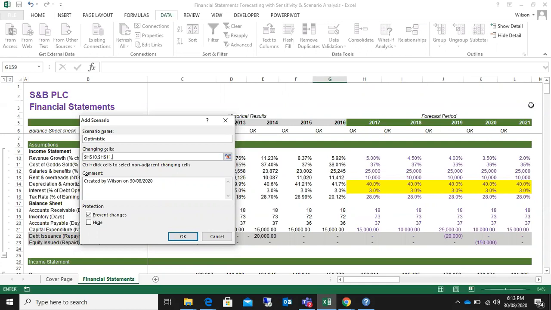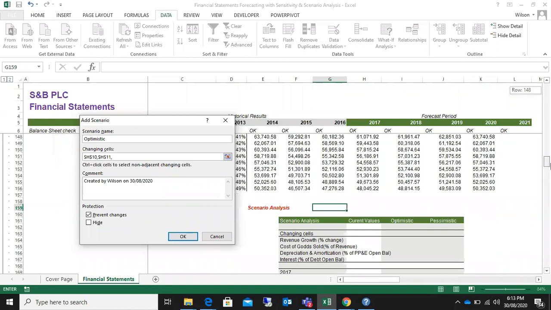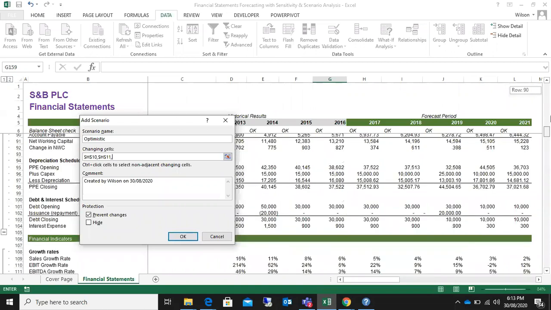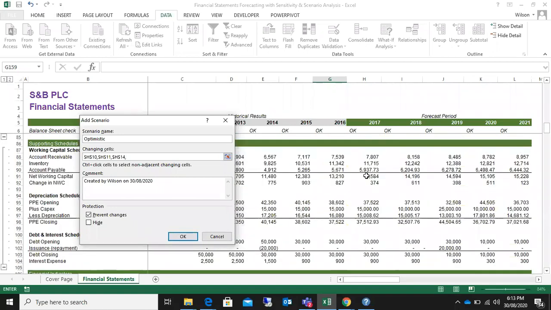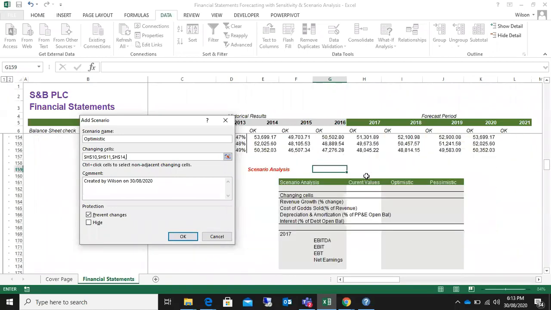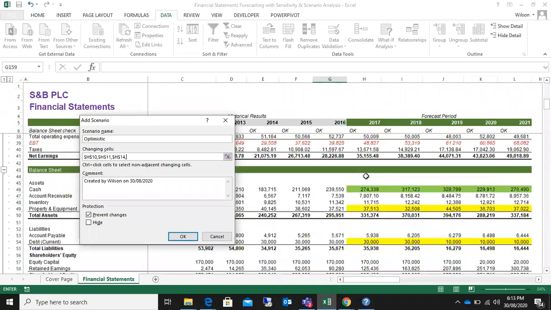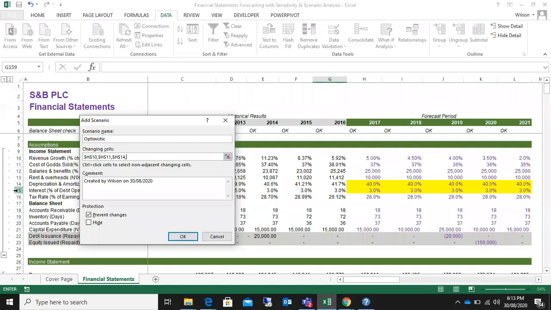You say comma. What's the next thing you are picking? Depreciation and amortization, that's this row. You pick this, then you say comma. What's the next thing we are picking? We are picking interest. So let's see, that's this. Okay, immediately you do that, what you now do is just click on OK.